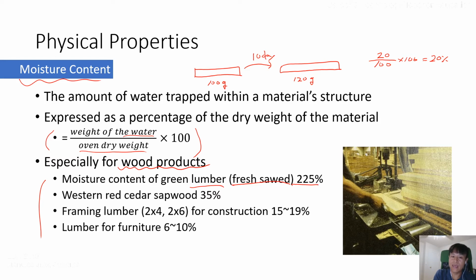So these are examples. The moisture content of green lumber, meaning freshly sawed wood, was almost 225%. A very heavy moisture content. But Western red cedar, that's my favorite DIY wood for outdoors, is almost 35%. And then framing lumber, lumber for construction framing such as 2x4 and 2x6, has 15 to 19. And lumber for furniture, 6 to 10. So it depends on its purpose.